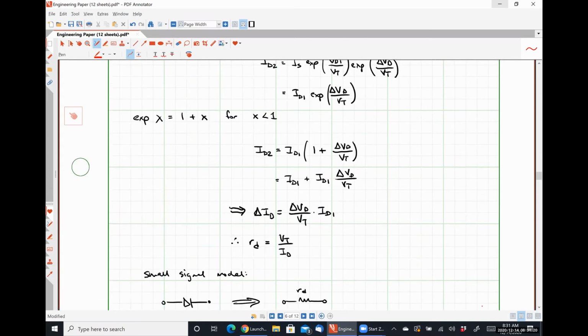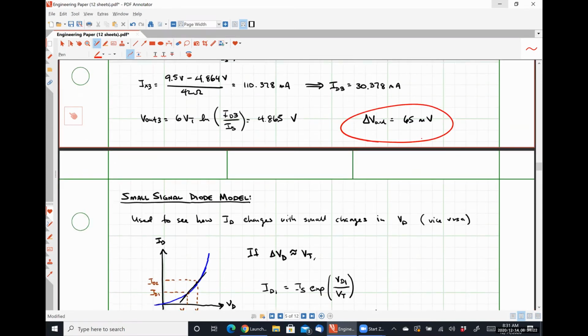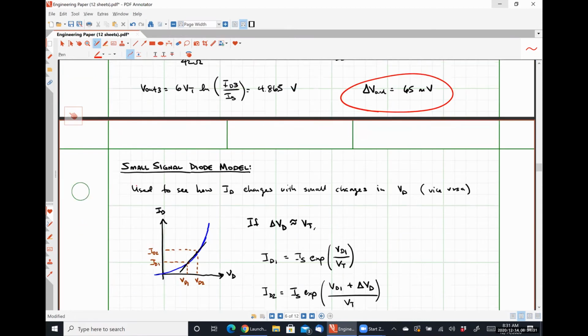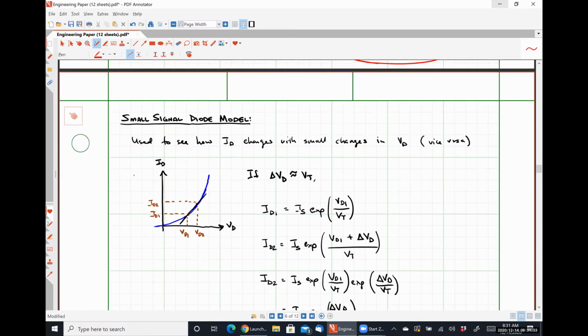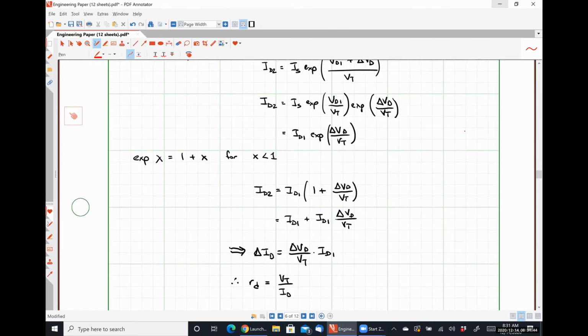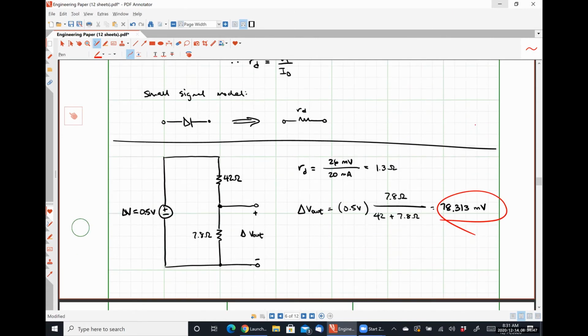Now, this value and this value are not the same, right? But they're close enough. So this is just a way for us to do an approximation without having to do multiple iterations to get a result that's effectively good enough. So that's how we employ our small signal diode model. This is called the biasing approach.